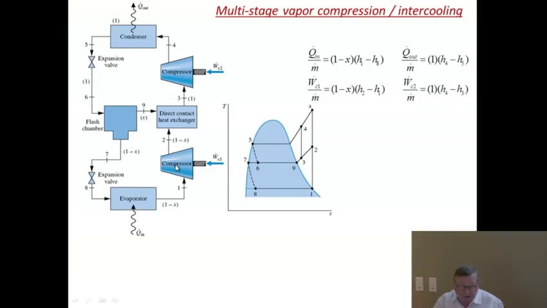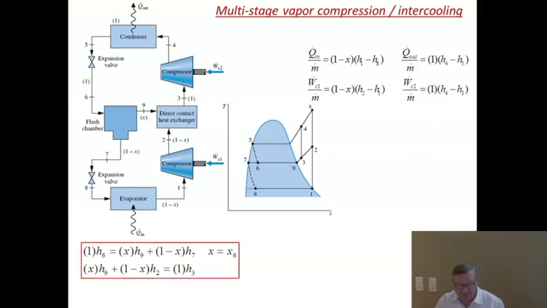The work put in the low pressure compressor, the low temperature compressor, is the mass flow rate, which is 1 minus X, times the change in enthalpy, H2 minus H1, that's this equation, and the work into the upper compressor, upper here in temperature, is the full mass flow rate, so 1, times H4 minus H3. And the diagram looks like what it looks like here.